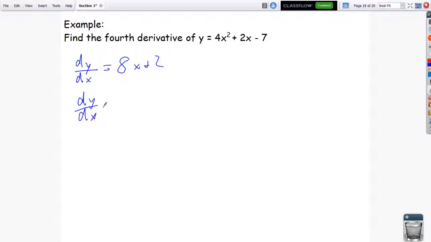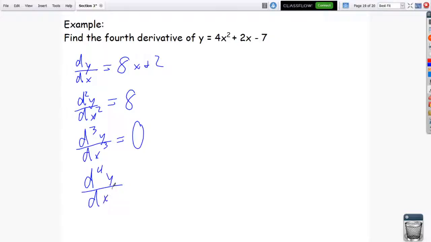d2y dx2 is going to be equal to the derivative of this, 8. 2 differentiates out. Awesome. Third derivative of y with respect to x is going to be equal to the derivative of 8, 0. Fourth derivative of y with respect to x is going to be the derivative of 0, since 0 is a constant. 0 is the first example of a function that is its own derivative.